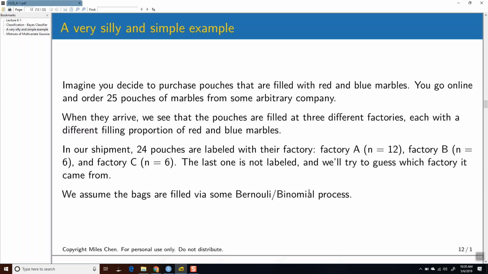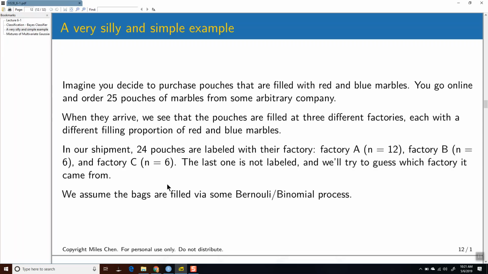In our shipment we get 25, and 24 of them are labeled. 12 are from factory A, 6 are from factory B, and 6 are from factory C. And then the last one is not labeled, and this is going to be our test case that we're going to try to guess which factory it came from.